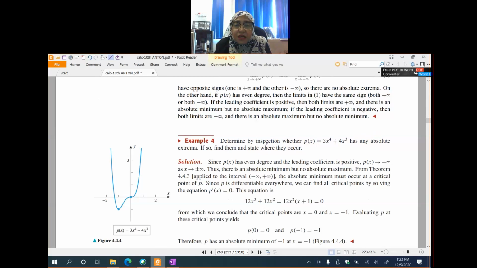If the question doesn't state the interval, it means they consider the whole interval from negative infinity up to infinity. So we have 3x to the power of 4 plus 4x to the power of 3. If you differentiate, you get this. You equate it to 0, so your critical points will be x equal to 0 and x equal to negative 1.